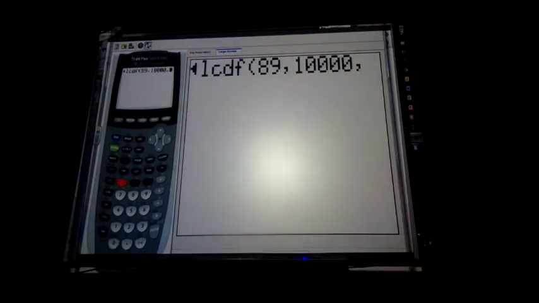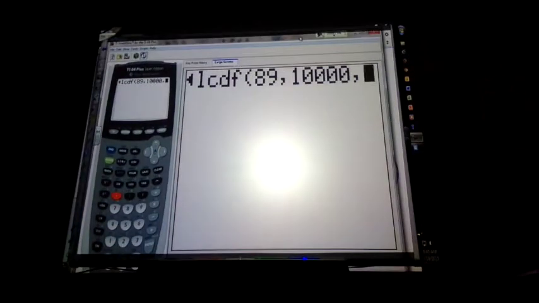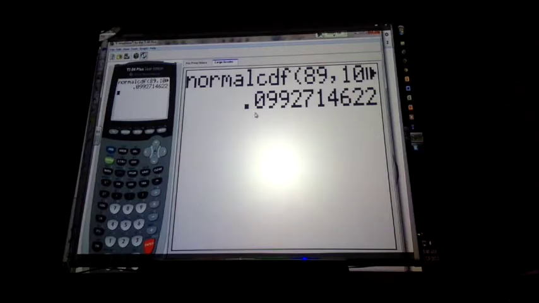Okay? What did I say my average and standard deviation were? 80, comma, 7, close parentheses. Enter. So we're talking about 9.9% of the area under the curve.